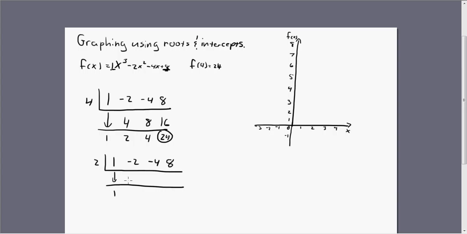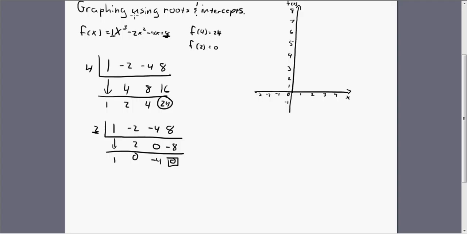Bring down my 1. 2 times 1 is 2. Negative 2 plus 2 is 0. 2 times 0 is 0. Negative 4 plus 0 is negative 4. 2 times negative 4 is negative 8. And that's perfect, because that gives me a remainder of 0, which means 2 is a solution. Since 2 is a solution, and we started with a third degree polynomial, that tells me that I can drop this down.